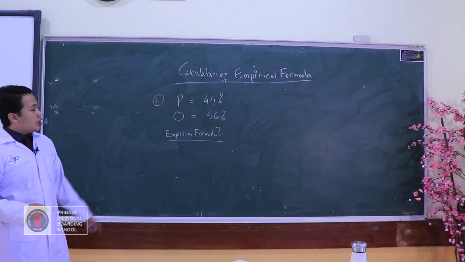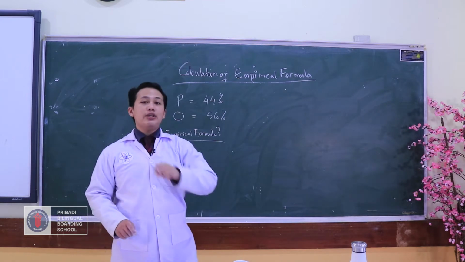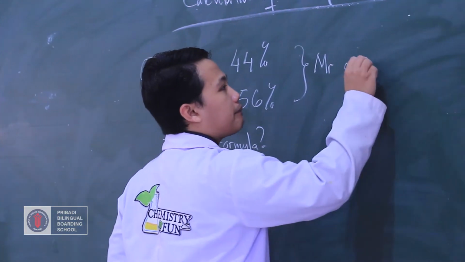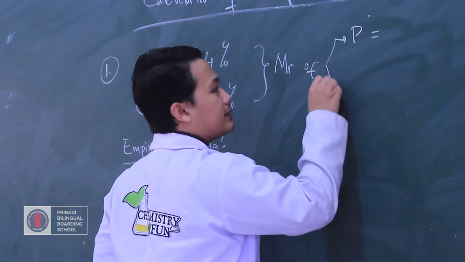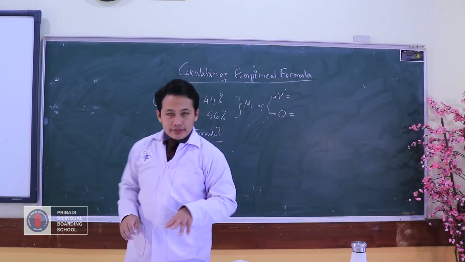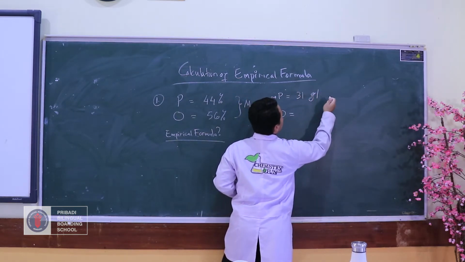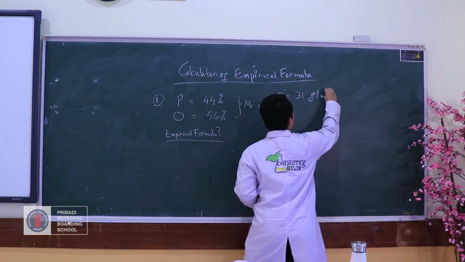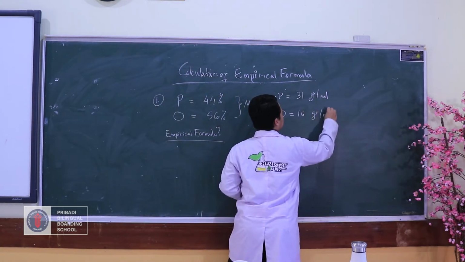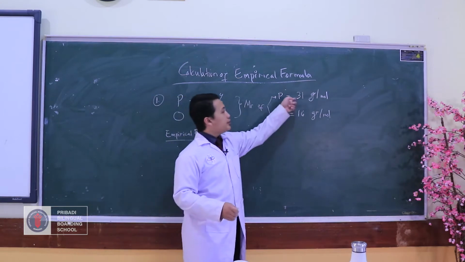Okay, so here you have the percentage of each of the elements in this compound, and one thing that you need to know is the molecular mass, the Mr of P and O. What is the molecular mass of the phosphor? If I'm not mistaken, it is going to be around 31 gram per mole. For the oxygen, it is going to be 16 gram per mole. Okay, so how can we calculate it? So here you know about the percentage, and in here you know about the molar mass.